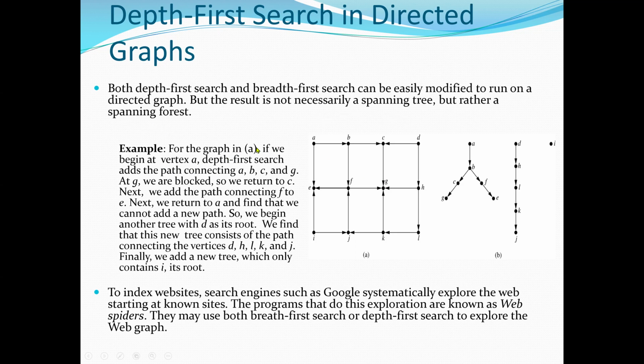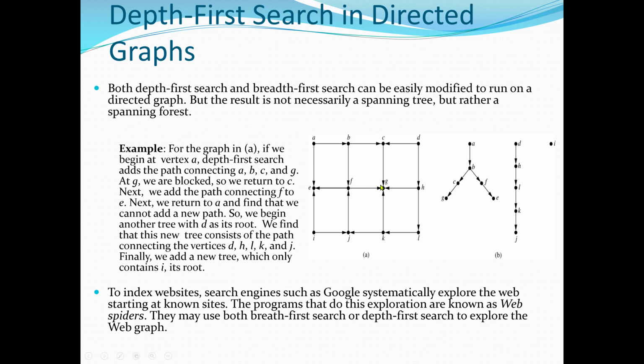For the graph in A, if we begin at vertex A, depth first search has the path A, B, C, and G. At G, we are blocked here. We can see this is a directed graph, so remember, we go by the direction. That's why we couldn't say A, B, C, D, because the edge goes from D towards C. So with A as our root, we go from A to B to C, but we can't go from C to D, because the edge is D to C. So from C we were able to go up to G. At G we are blocked, we can't go anymore. So that will be the end. We are going to have the path A, B, C, and G.